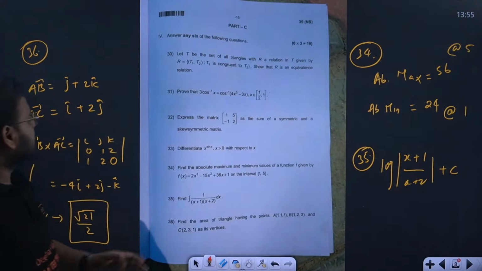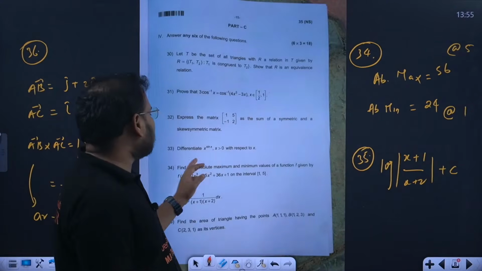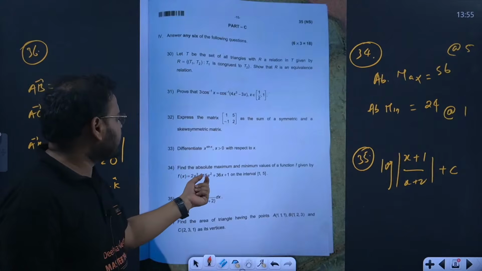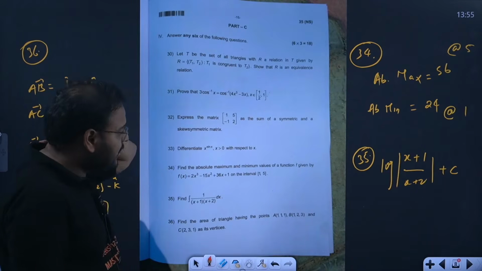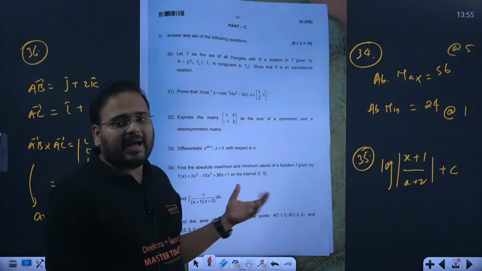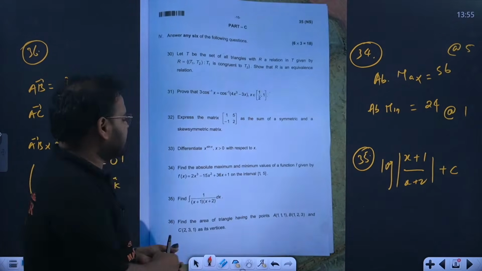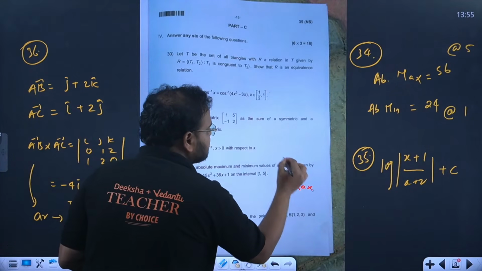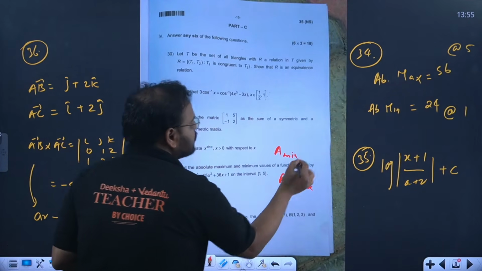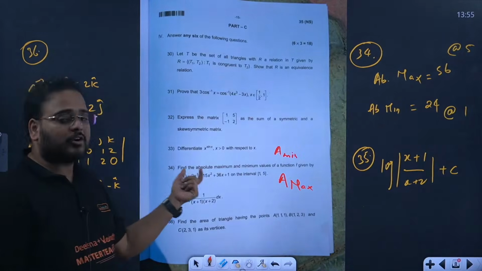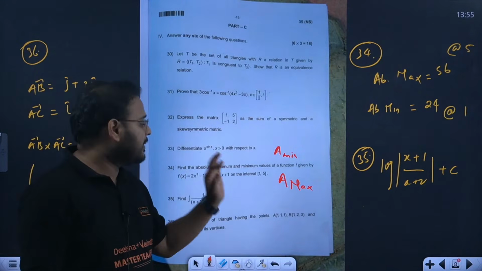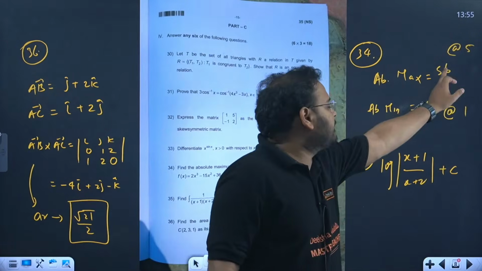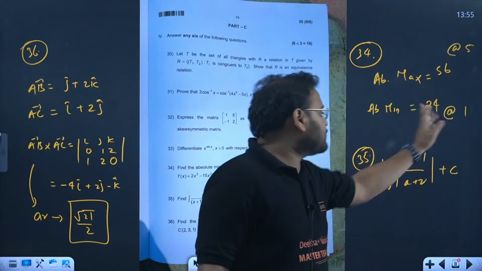34, 35. 34 question is, find the absolute maximum and minimum value of function given as f(x) equals 2x cube minus 15x square plus 36x plus 1 in the interval 1 to 5. In this case, they're asking us absolute maxima and absolute minima. So when you do that, of course, you have to differentiate and check the critical point also. But my point is, this comes as extreme values 1 and 5. So maxima comes at the point 5 as 56, minima comes at point 1 as 24.